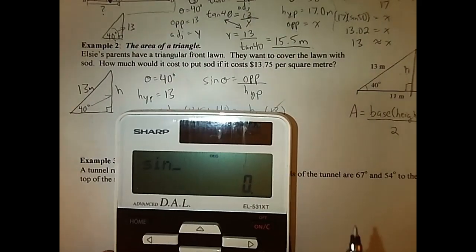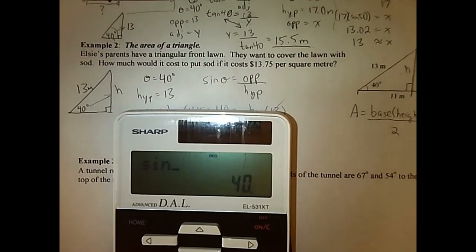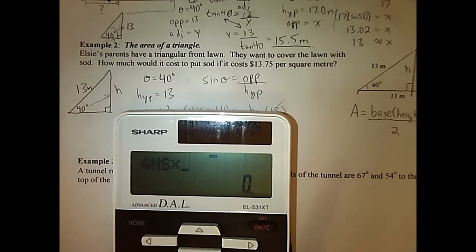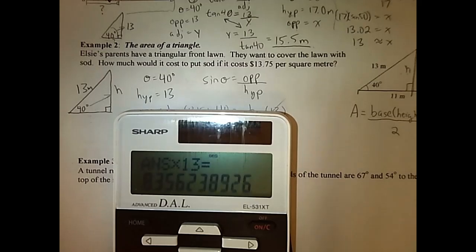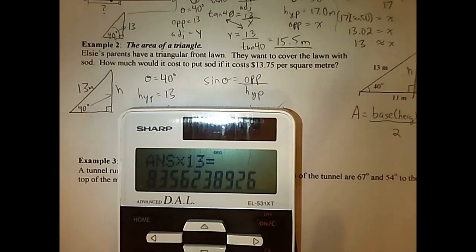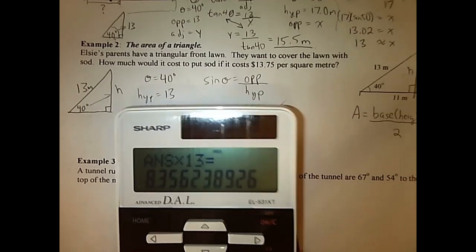All right, I'll show you here. Sine 40 equals whatever that number is. I want as many decimals as possible, so I just leave it in here and then press the multiplication button. I'll get my last answer times 13, and I get 8.356. I'm just going to round it to 2 decimal places to 8.36.